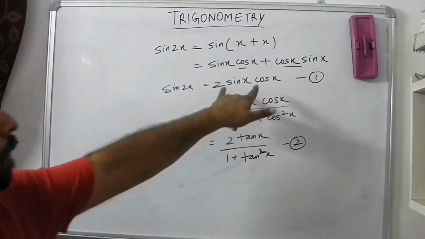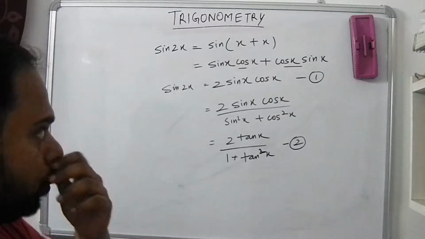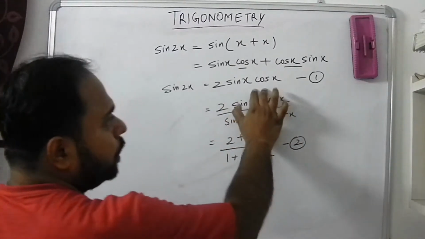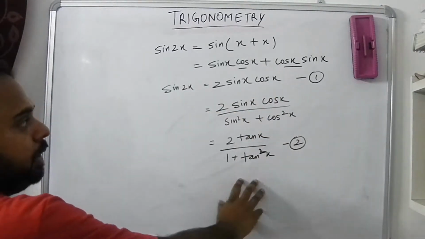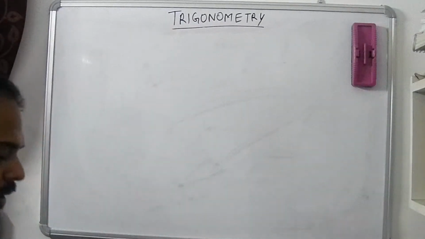One in terms of sin and cos, the other in terms of tan x, so 2 tan x upon 1 plus tan square x. So sin 2x has two good expansions, and we should remember them, since they are used a number of times: one when we are moving into the sin and cos domain, and the other when we are moving to the tan x domain. Can we do similar things for tan 2x?